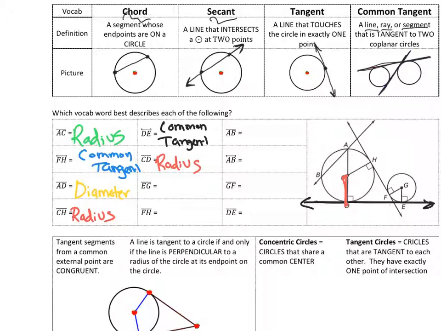The other next one says E to G. That's on this little circle over here. It's just this little tiny half a circle, so that's also another radius. And then last but not least, it says FH. FH is this line. Actually, it's just the segment part because it doesn't have any arrows, and that's also another common tangent.